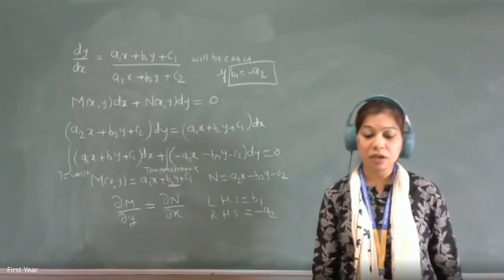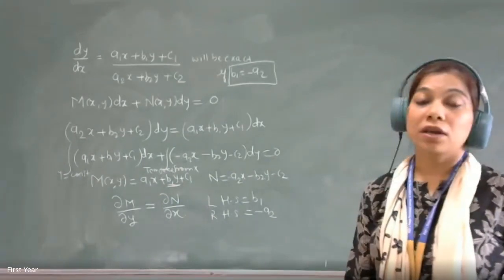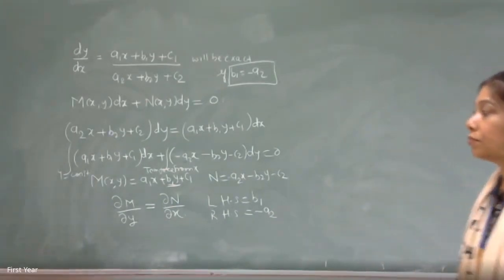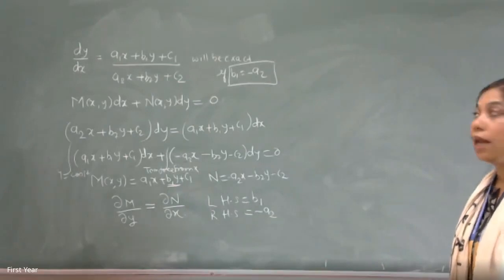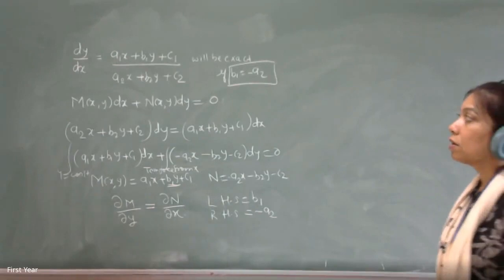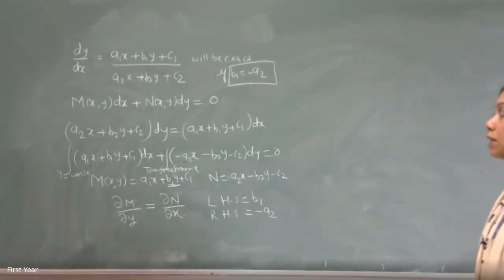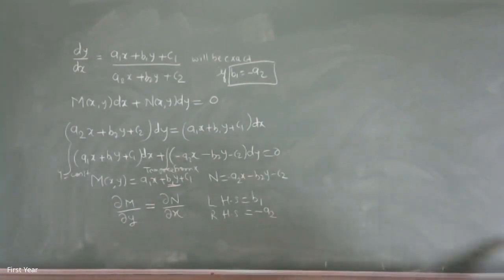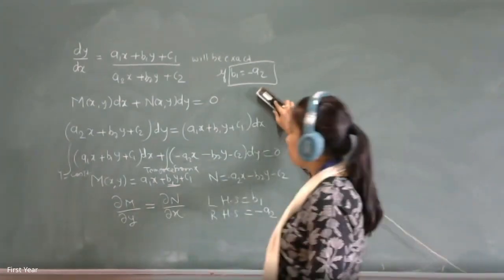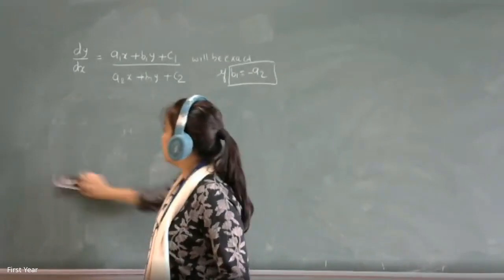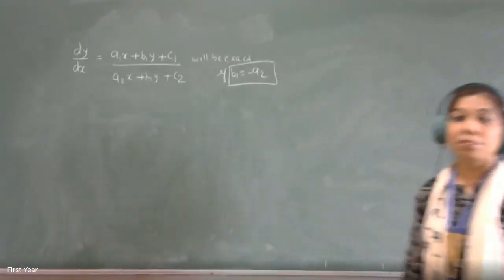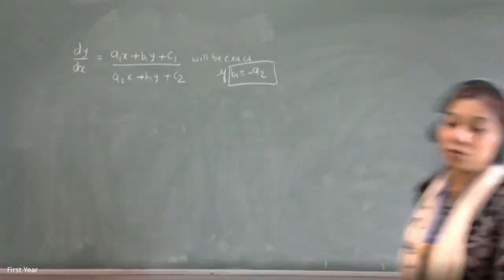This is a note, and you have an example also on this. This note is also asked in this scheme. Note: if dy by dx is equal to a1x plus b1y plus c1 upon a2x plus b2y plus c2 is a non-homogeneous differential equation, then it will be exact if b1 is equal to minus a2.